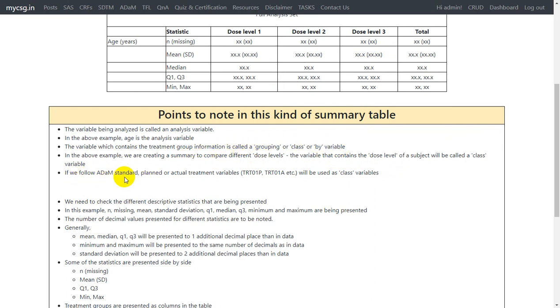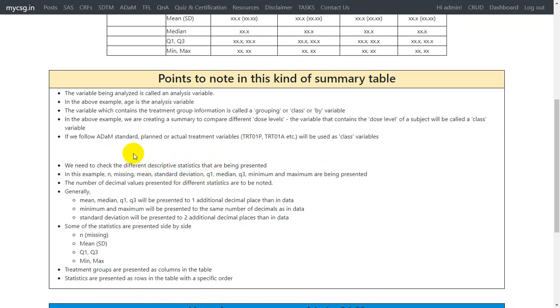If we are following ADaM standard, the planned or actual treatment variables will be used as class variables. For example, the planned treatment for period 1 will be present in a variable called TRT01P, and the actual treatment for period 1 will be present in a variable called TRT01A. So if we are following ADaM standard, the grouping variables will be our treatment variables.